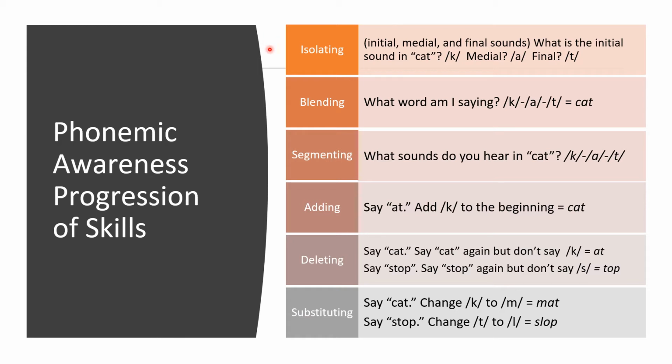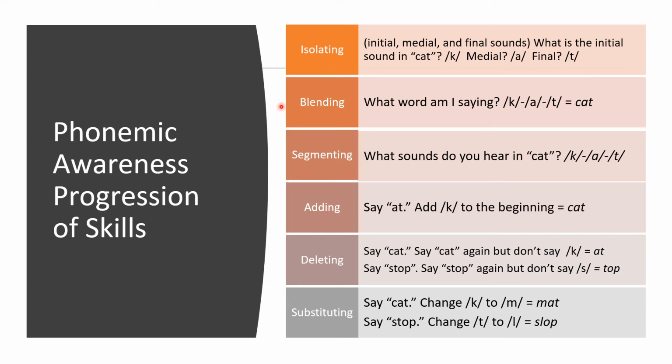So let's begin with isolating. When we first work with phonemic awareness with students, we simply want them to isolate the sounds, or just be able to identify what's the initial sound or the medial sound or the final sound in the word. So for instance, if you say to the student, what's the first sound you hear in cat? Can they tell you k? Or what's the medial sound? And they tell you a. Or you ask them, what's the final sound? And they tell you t. So that would just be isolating the sound.